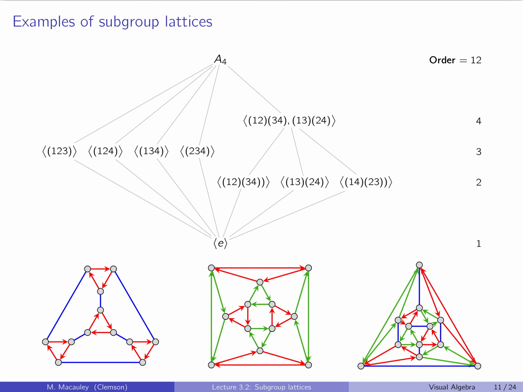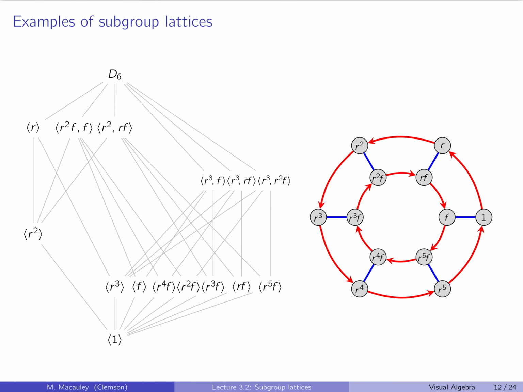Here's the alternating group, A4, another one of order 12. Here are 3 different Cayley graphs, and here is the subgroup lattice. Next up is D6. Here's a Cayley graph, and here's a subgroup lattice.